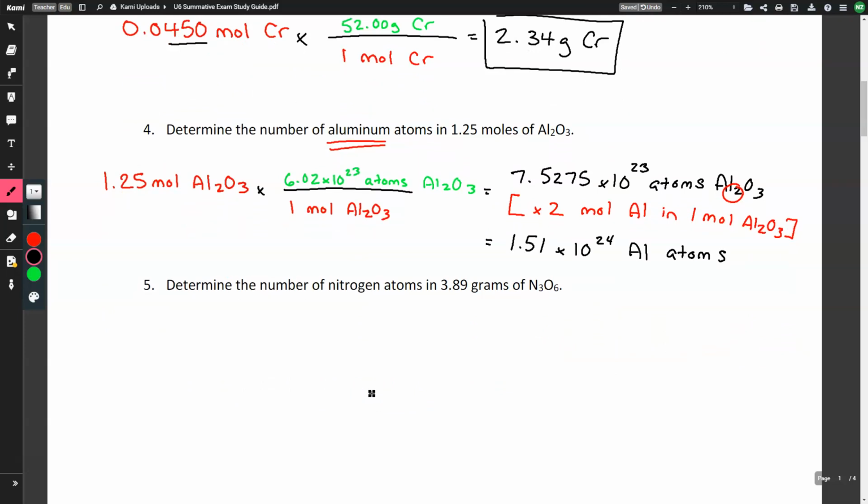All right, the next one is very similar. Determine the number of nitrogen atoms in 3.89 grams of nitrogen oxide. So 3.89 grams of N3O6. We're going to first need to convert this to moles, and then we'll need to convert the moles to molecules. So the molar mass of our nitrogen oxide is 138.03 grams. That's how many grams are in 1 mole.